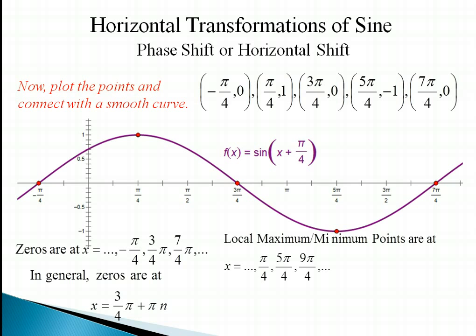You have maximum and minimum points at pi over 4, 5 pi over 4, and the next one would have been at 9 pi over 4. And you can see the difference between them there. So you're starting with your first one, which is pi over 4, and you're adding pi n. Now again, you have a maximum point and a minimum point within one period. So there's 2 of those, one max, one min, so they're going to occur every pi units as well.